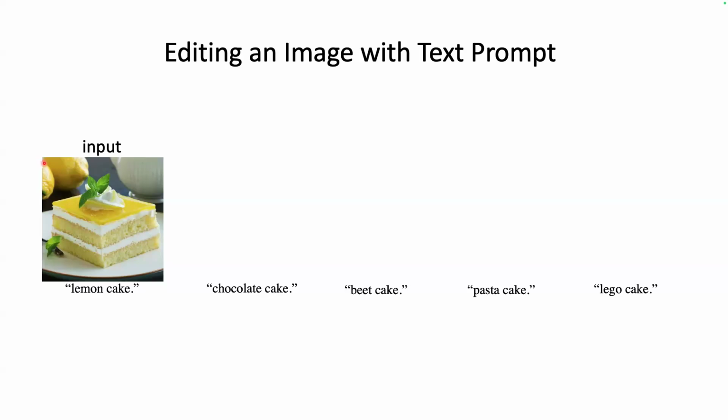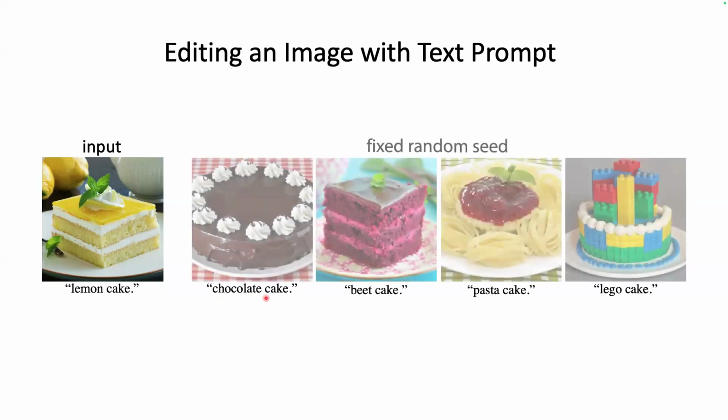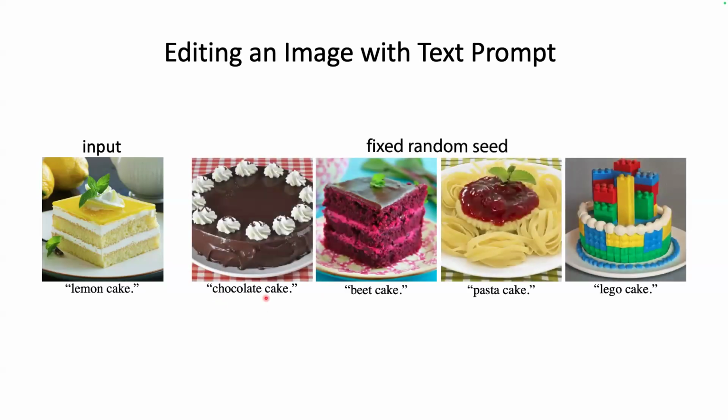Let's assume, and it's not just an assumption, that this is a generated image. So we have the initial noise that was used to generate this image. We have the seed. A very simple thing to do is to just use the same seed but change the prompt. If we try to do that, we do get chocolate cake and beet cake and pasta cake, but they look very different from the lemon cake. It doesn't really look like editing of the image.